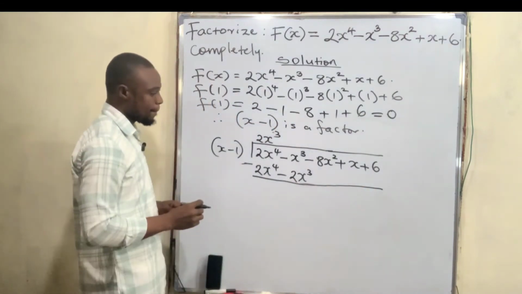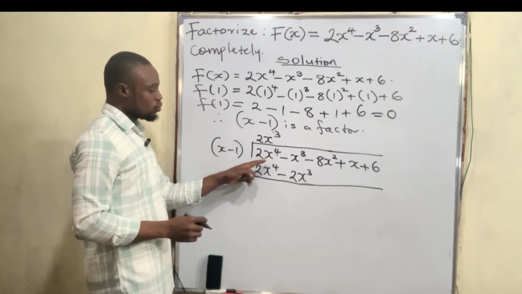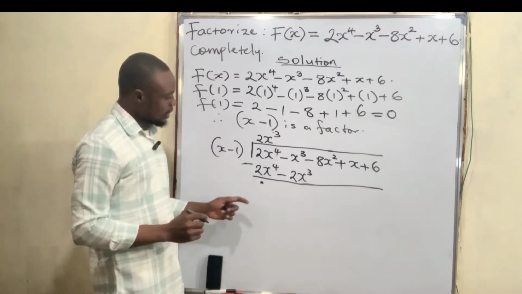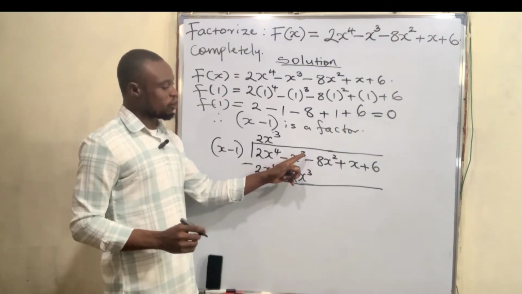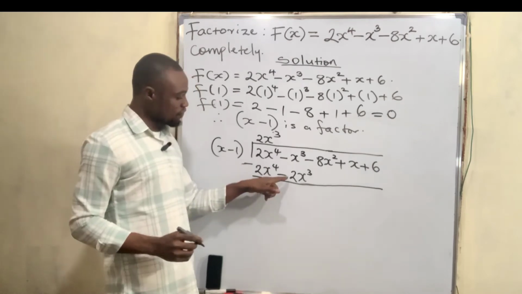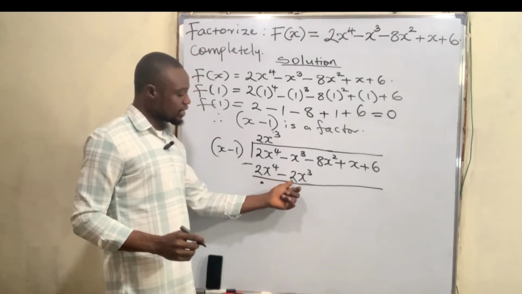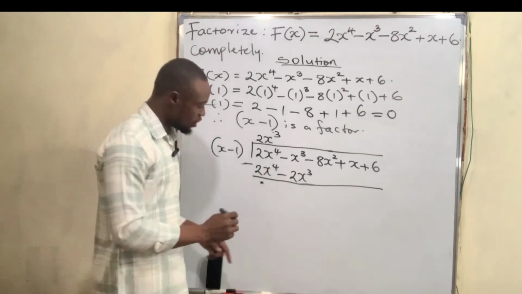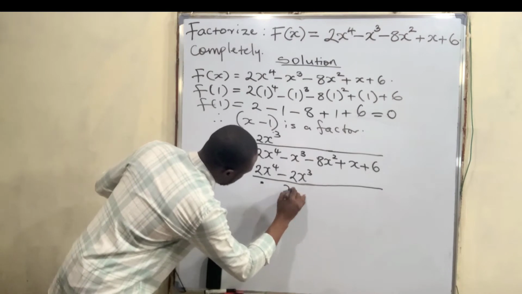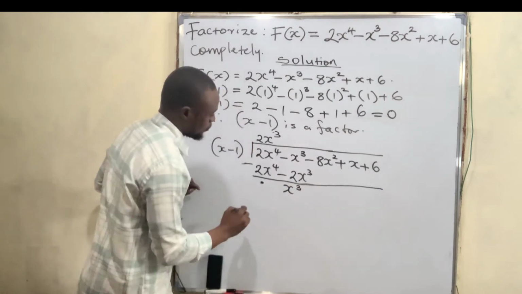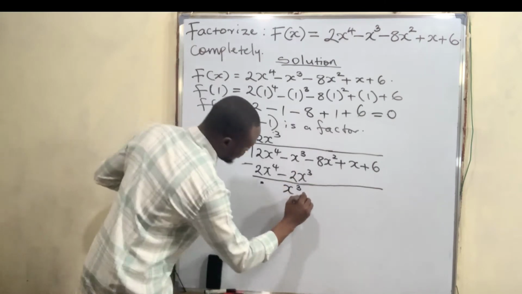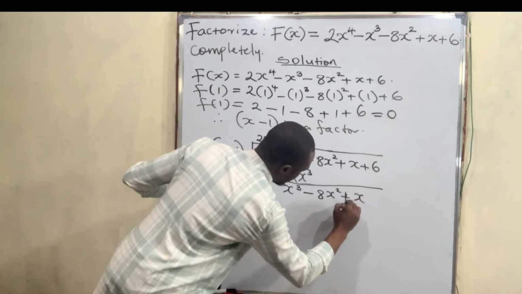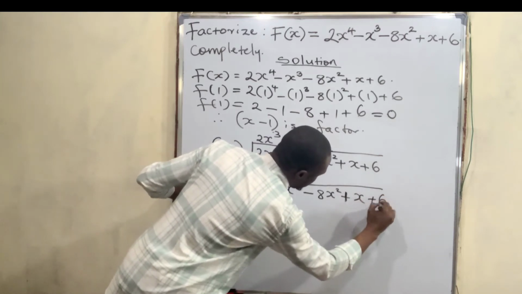So this is it. Now 2x to the power of 4 minus 2x to the power of 4 is 0. So I'm going to put a dot there. Now minus x to the power of 3 minus. So this minus is going to affect this minus, and we'll get a plus here. So that means minus x to the power of 3 plus 2x to the power of 3 gives us an x to the power of 3. Okay, so since there's nothing here, let's bring down our minus 8x squared, bring down our plus x, and bring down our plus 6.